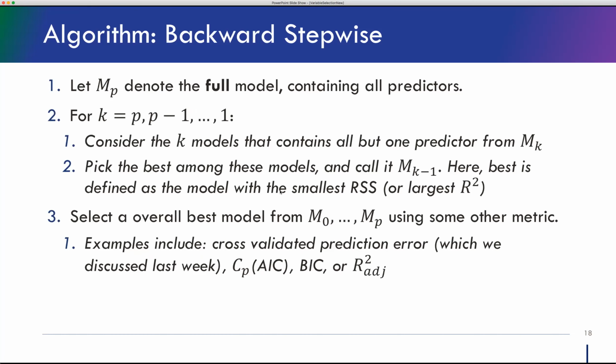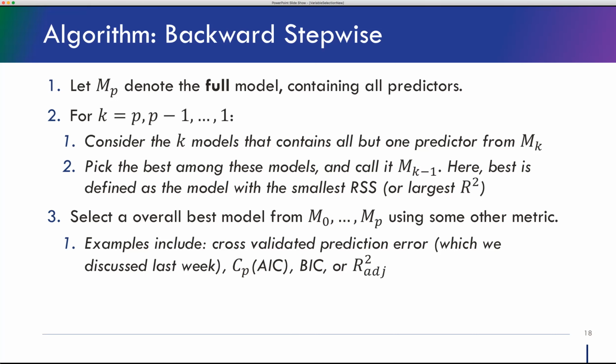Okay, and the detailed algorithm for backward stepwise is that we use MP to denote the full model. It's no longer the null model. So MP is the full model, and it contains all predictors. And now k goes down from p to 1, and we consider the k models that contain all but one predictor from Mk.